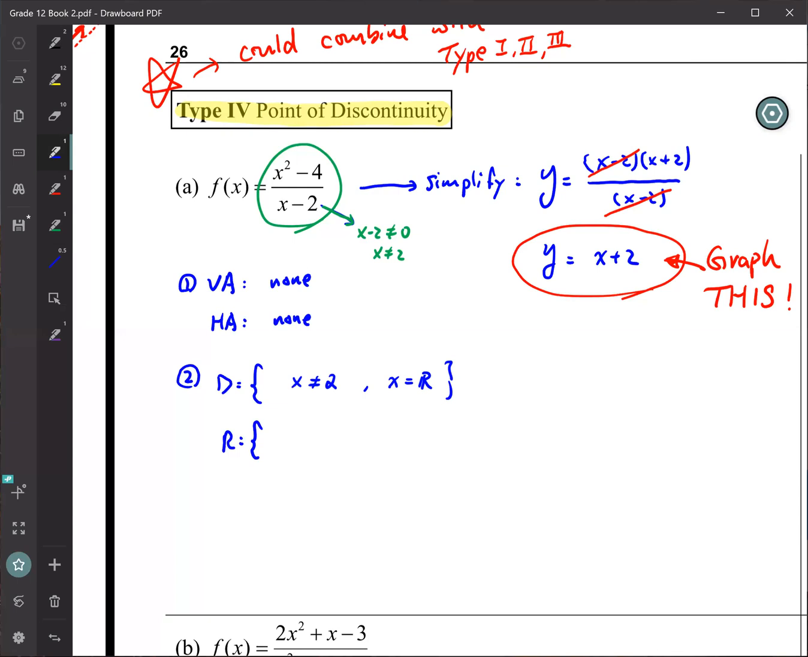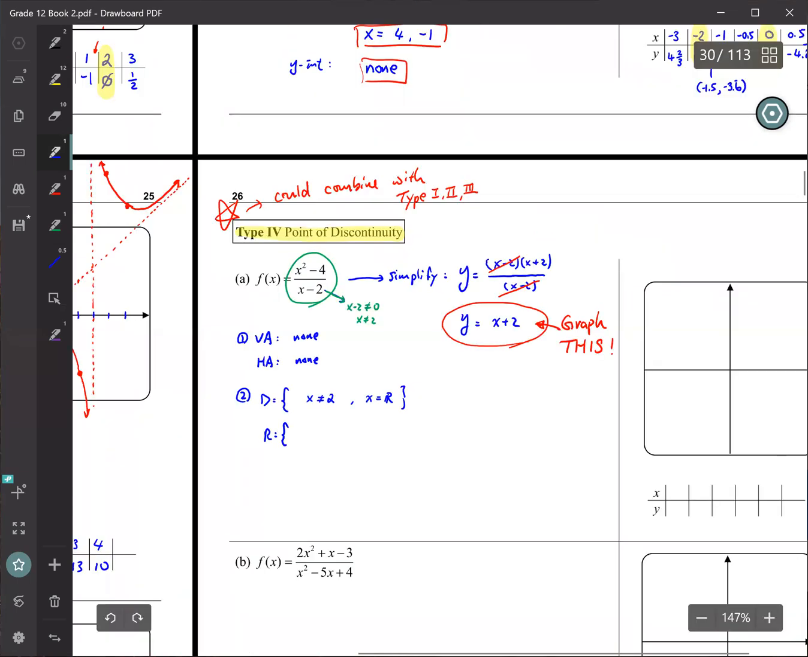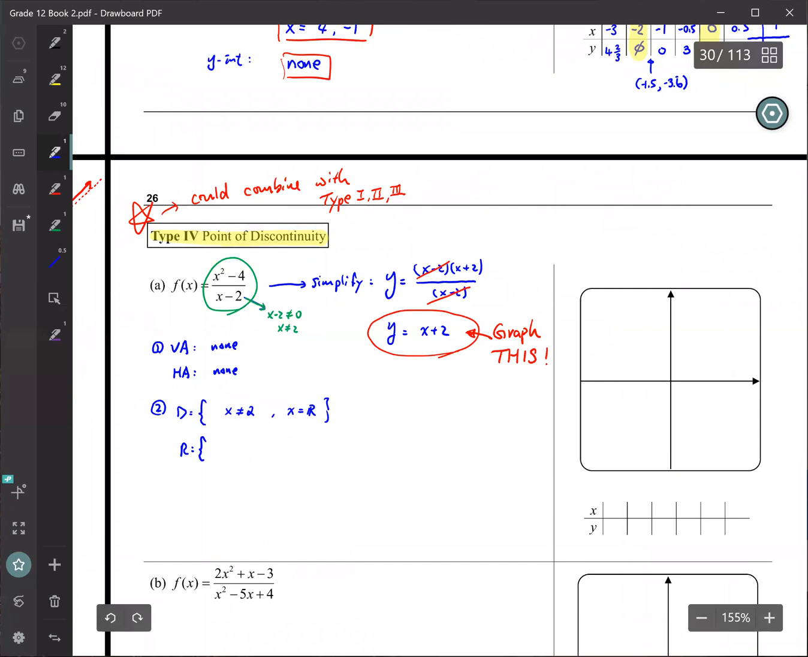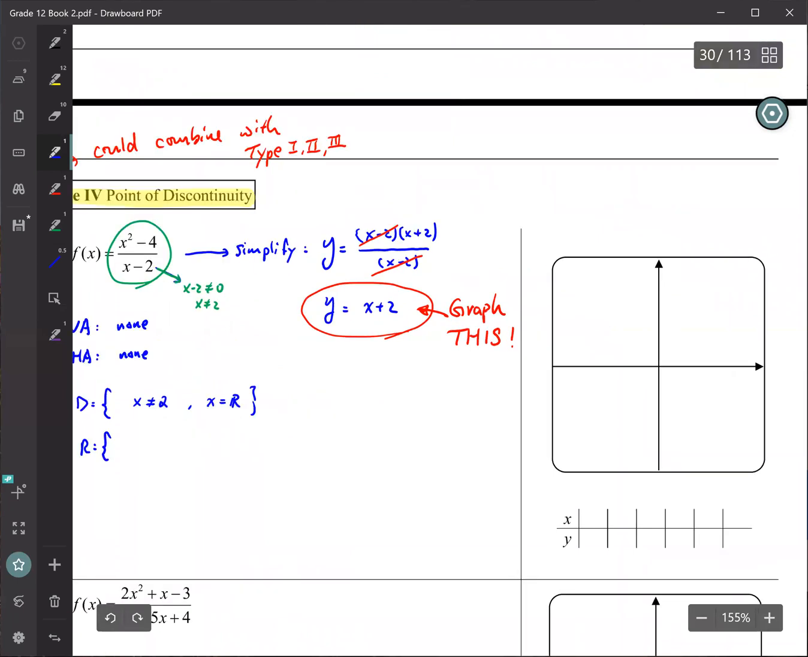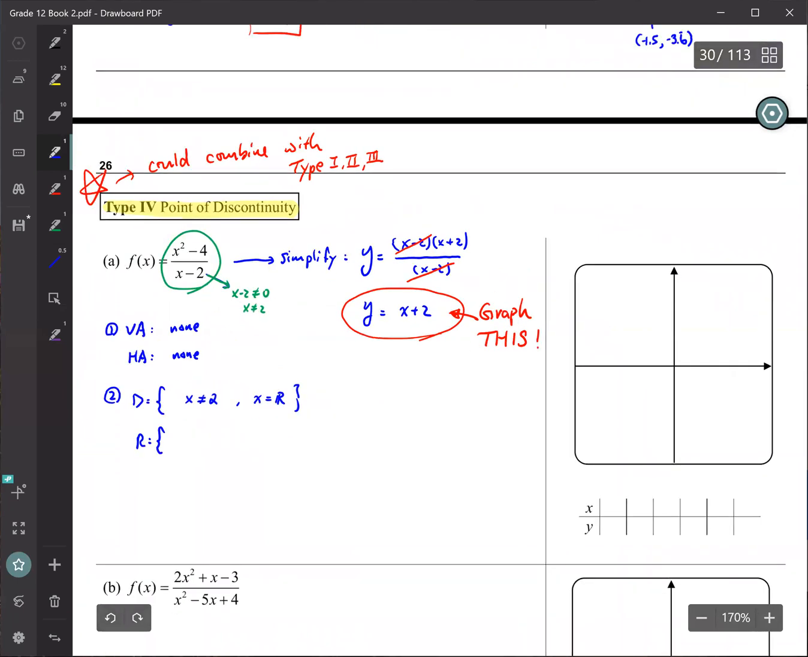Let's draw it out first, okay? And we'll come back to talk about the range. Otherwise, range will be confusing, okay? Let's draw this line first. So 1, 2, 3, 4. 1, 2, 3, 4, right? Because this one is linear. I don't think we need a table, right?